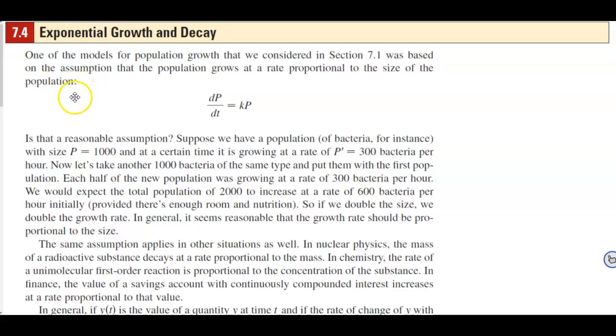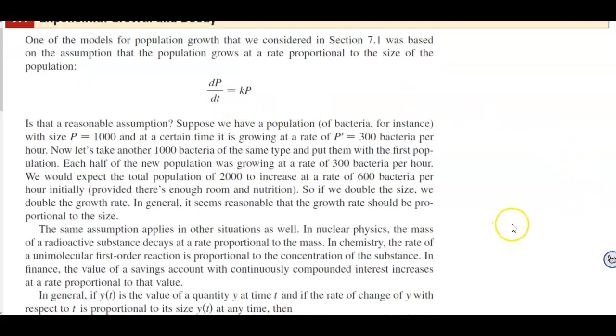So in 7.4, we want to see how differential equations relate with exponential growth and decay. One of the models for the population growth that we considered in section 7.1 was based on the assumption that the population grows at a rate proportional to the size of the population, which is dP/dt equal to kP. Now, is that a reasonable assumption?